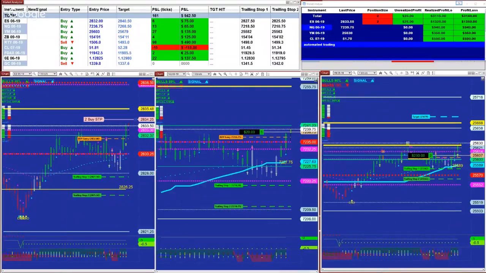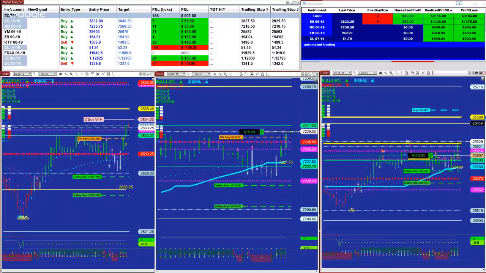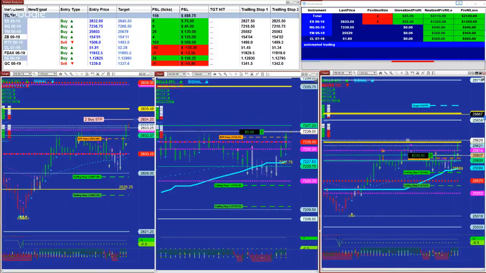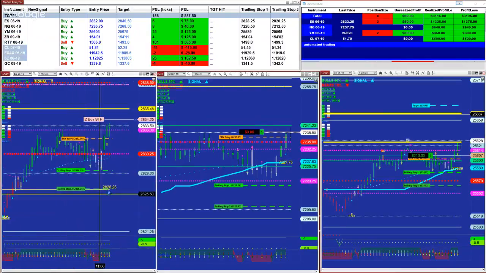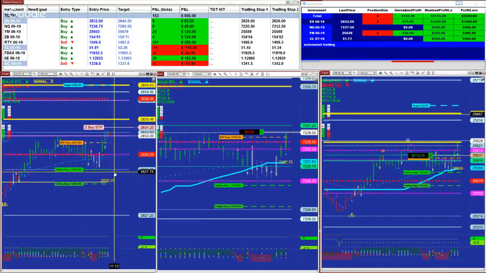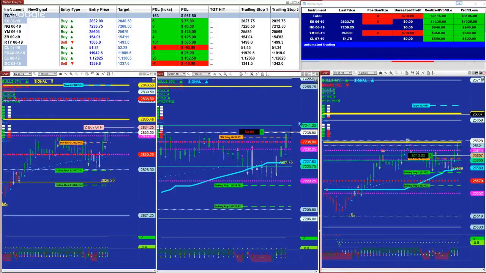I was talking and I didn't see the YM took a trade as well. Ben, did you see the new signal on the YM? I didn't see it. Anyway, we're about to get filled on the ES.